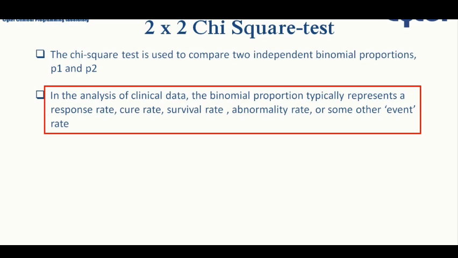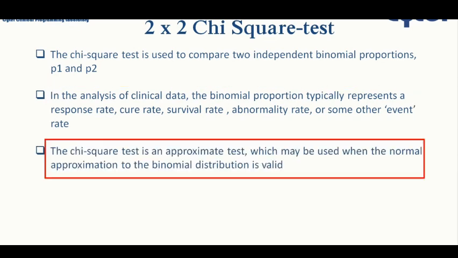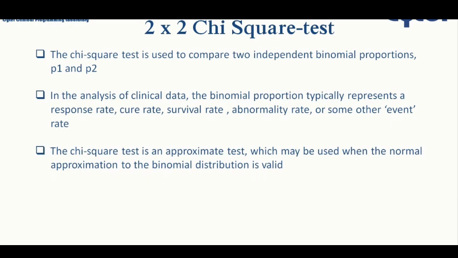So, something happens or something does not happen, and we are trying to see whether that something happens or does not happen is same for treatment as well as for control. The chi-square test is an approximate test which may be used when the normal approximation to the binomial distribution is valid, that is for the large samples.